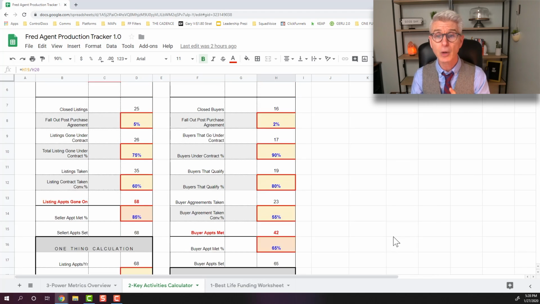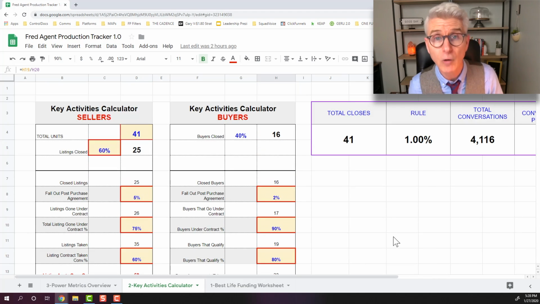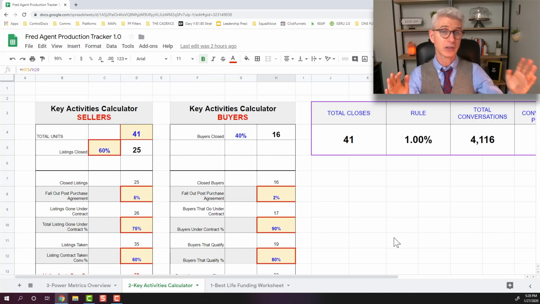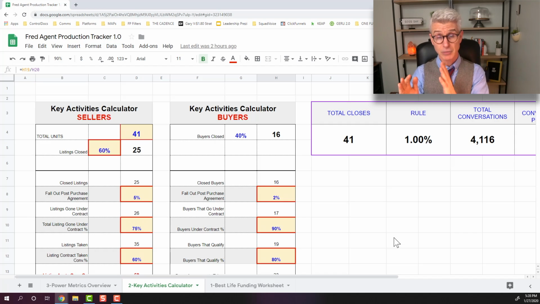Now, there's one other thing I want to go over, and that's what I call the rule of 1%. Okay? So if you remember, every key activity or a closing starts its life as a conversation, right? A conversation becomes an appointment, becomes a contract, right? Becomes a closing, which becomes money. So how many people does Fred have to talk to make sure he's able to set enough appointments?